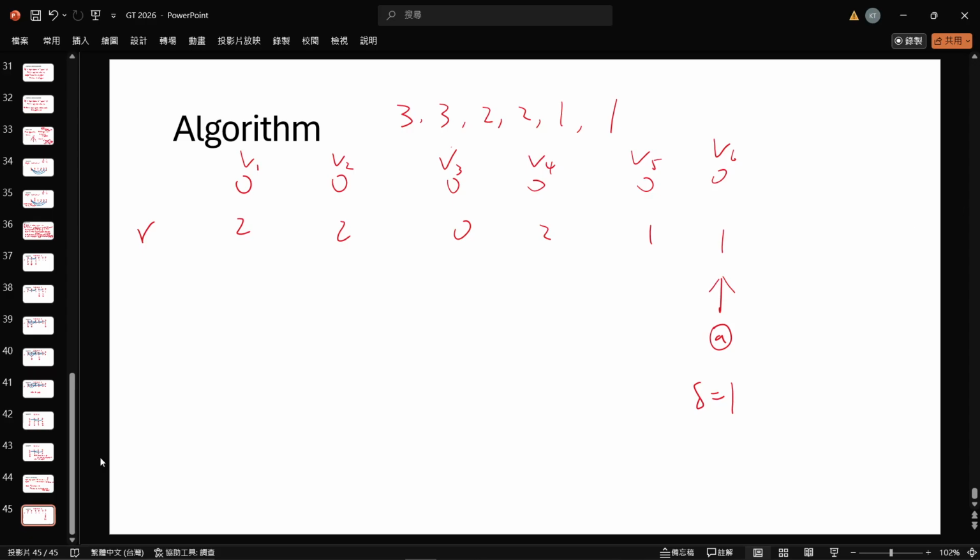Oh no, I think this should be 3, 3, 2, 2, 1. Okay. So in step B, we have to choose 1, the highest degree. So we will choose this one.